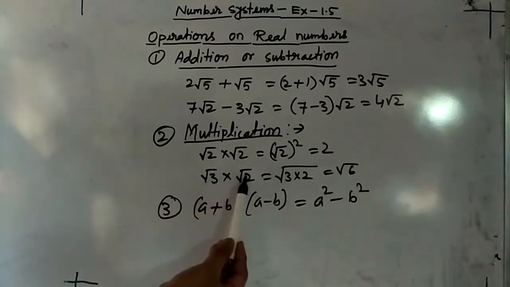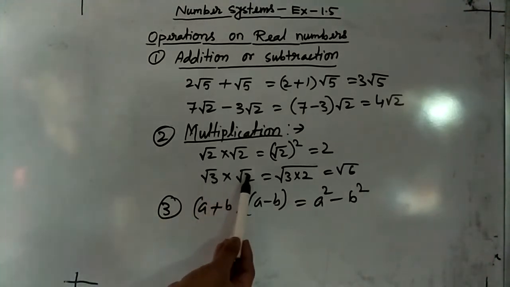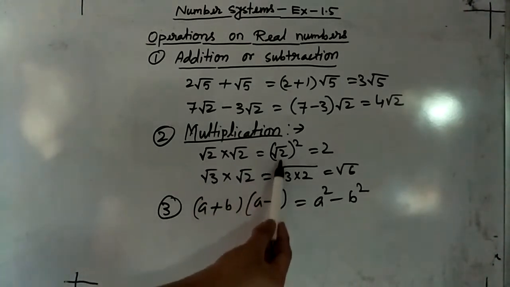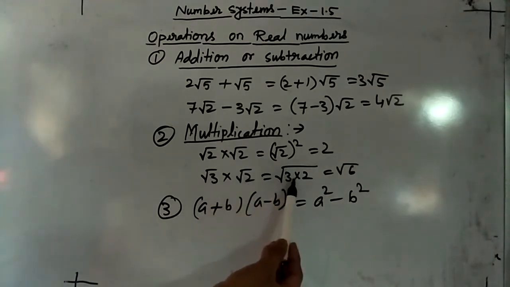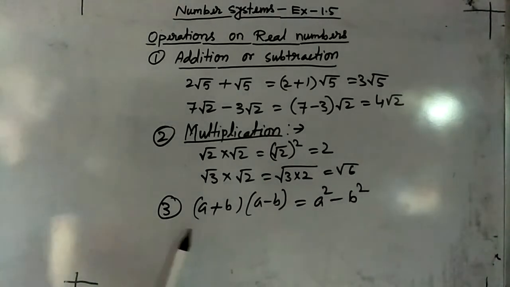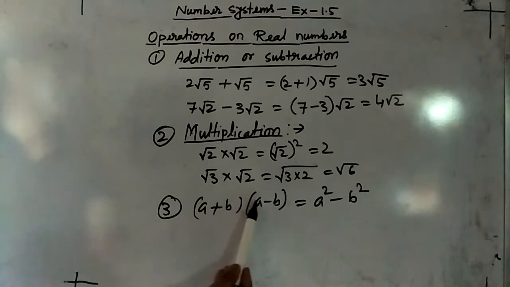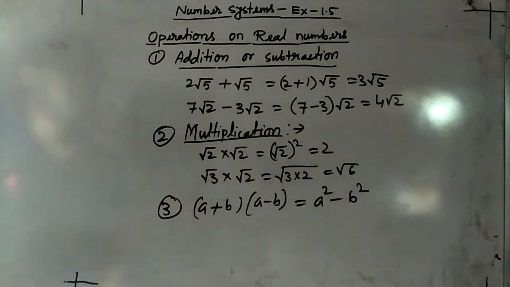But root 3 into root 2, both are different type of irrational number. If we'll multiply root 3 and root 2, then root over 3 into 2, that 2 number we have to multiply, 3 into 2, that is 6. So we'll get root 6. Here one formula, once again we have to remind, that is a plus b into a minus b will be a square minus b square. So these operations we have to use to solve exercise 1.5.